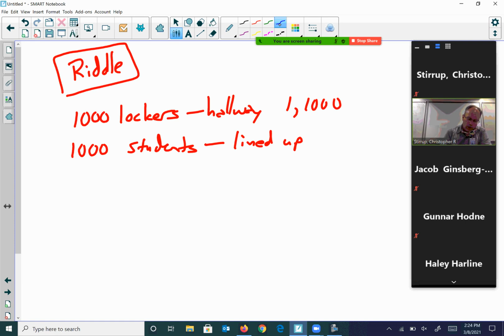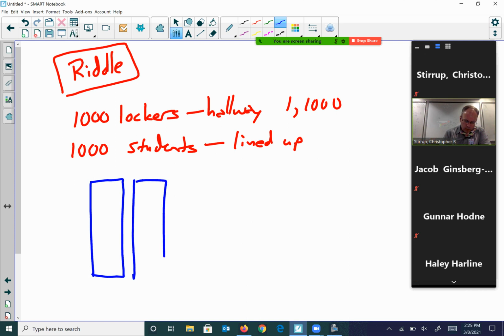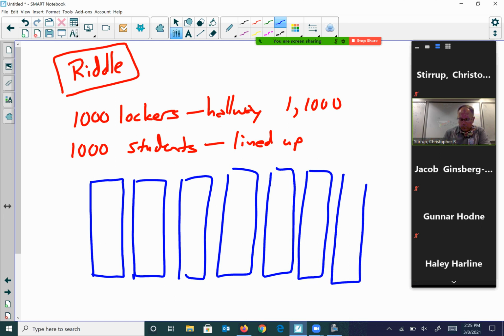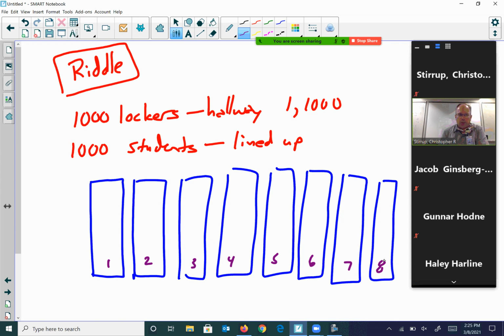Okay. So, let's just draw a few lockers. Okay, and this is locker 1, 2, 3, 4, 5, 6, 7, 8. Okay, but there's 1,000 of them. I'm sorry, I'm not going to waste your time drawing 1,000 lockers up. So, person number 1 goes through and closes every locker, or makes sure that they're all closed. So, once person number 1 is done through all 1,000 lockers, you have 1,000 lockers that are closed.